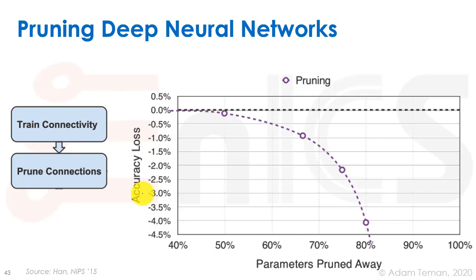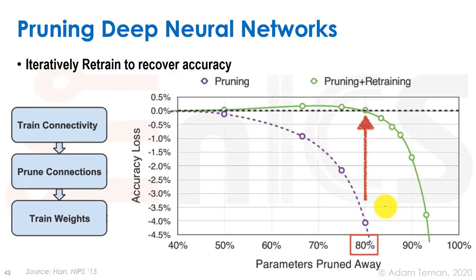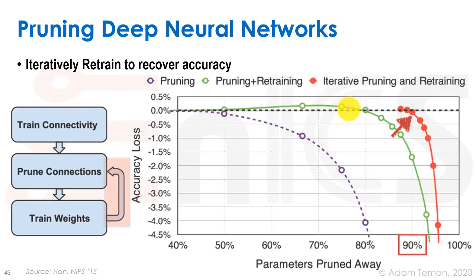Okay, so after we've removed a lot of these parameters, what we can do is retrain. And retraining, you see what it does. It improves, again, our accuracy, and we can continue iterating over this until we get to the point where we have no loss and 90% of our weights were pruned.